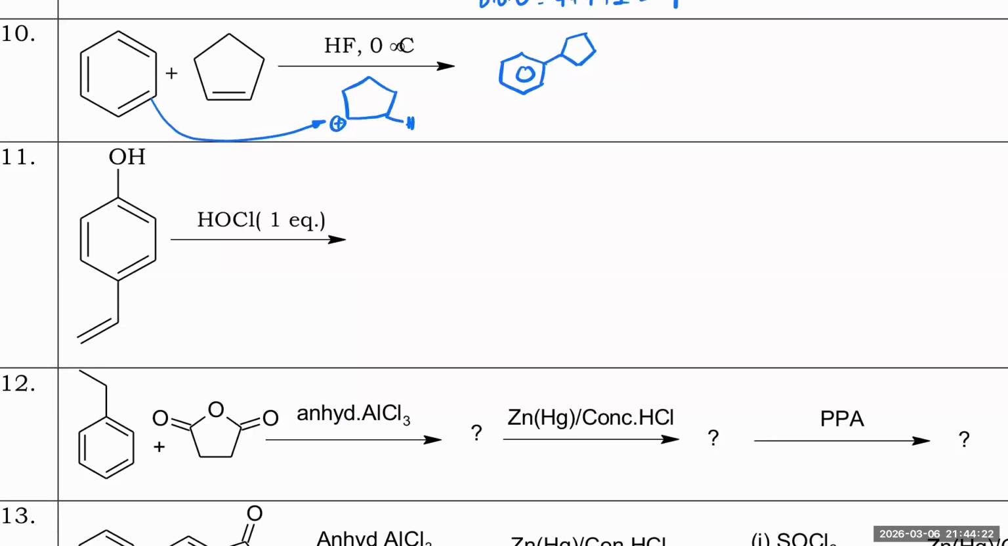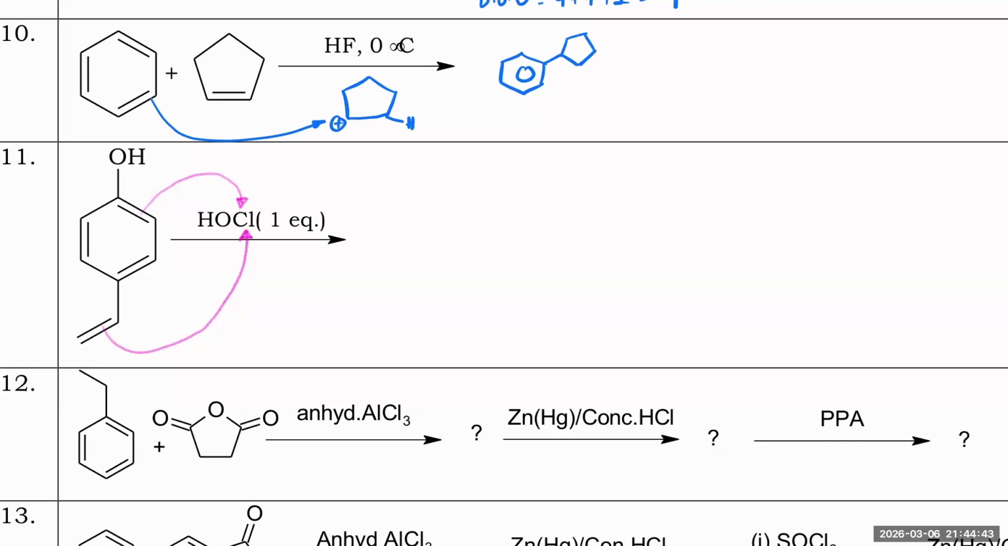Next, HOCl. Now, if you come here, there are two things competing. One, the outside pi bond is competing, and benzene is also competing. That means benzene is also trying to take Cl plus, and the pi bond is also trying to take Cl plus.